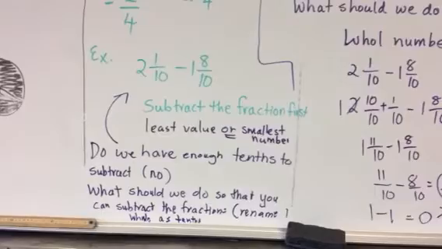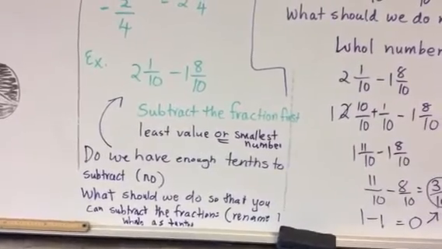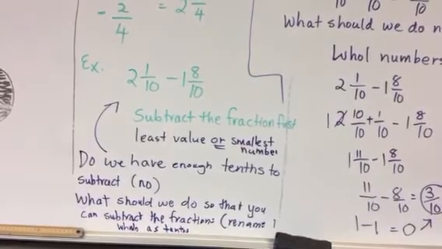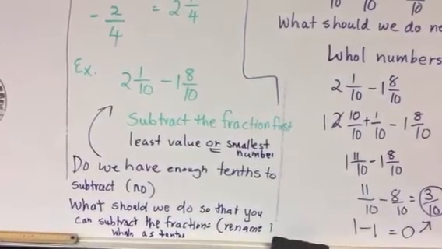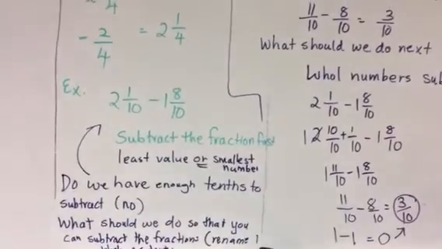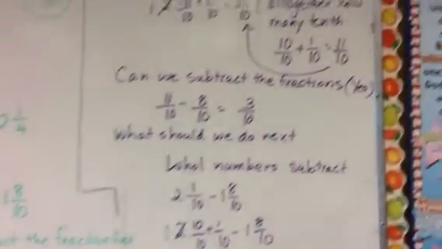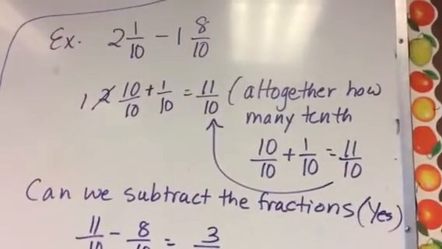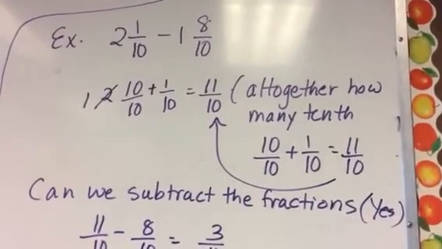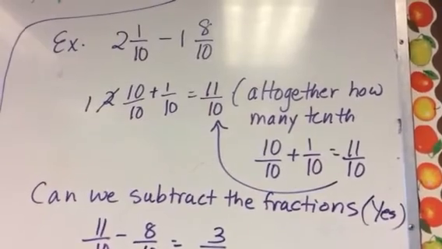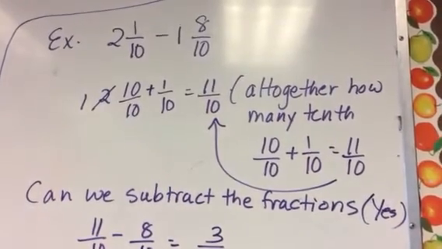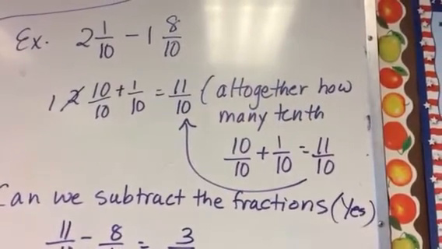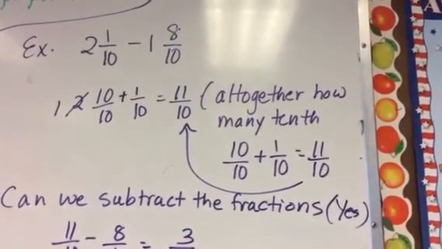You will have to rename a whole as tenths. So that 2 whole that is written right next to 1/10, you will borrow from it 1. When you borrow 1, you get 10/10, and one whole is left. So that 10/10 plus 1/10, which was already there, will give you 11/10 altogether. And that's how I got 11/10.